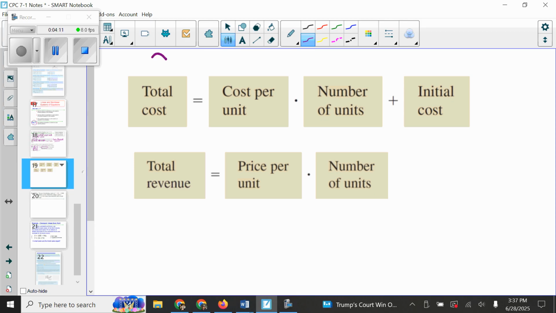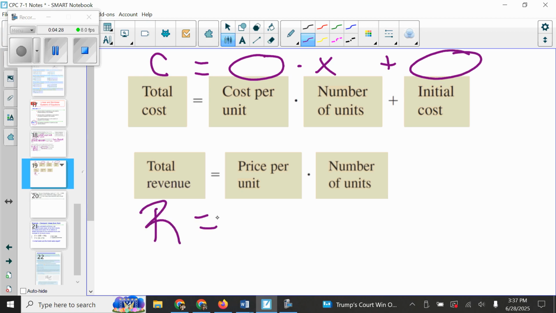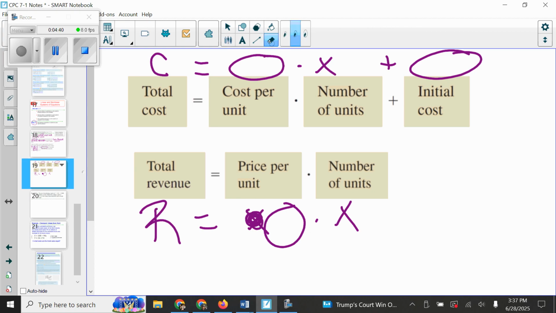So total cost, first of all, is cost per unit times the number of units. That would be some kind of calculation we'd have to make, whatever that cost per unit is, times however many units we're making, and then whatever the startup cost was. And then the total revenue, remember, is the price per unit times the number of units. The price per unit is how much we're going to charge for it, 15 bucks, 20 bucks, whatever that might be. Those are particular to the situation that we're looking at.